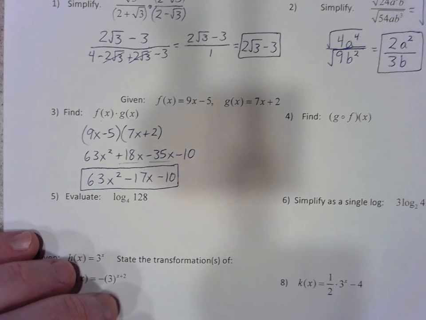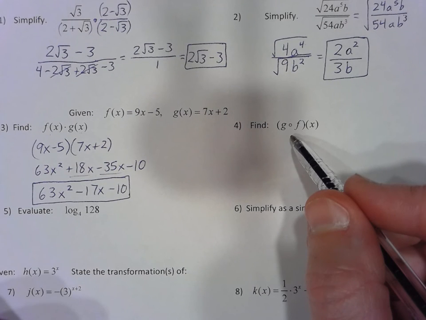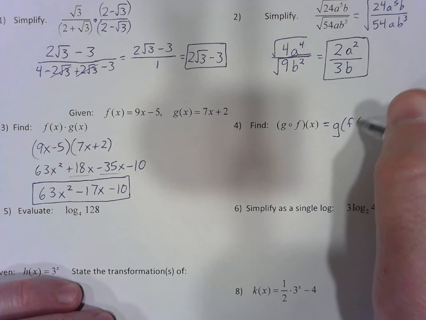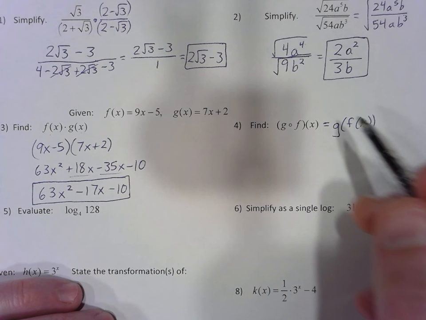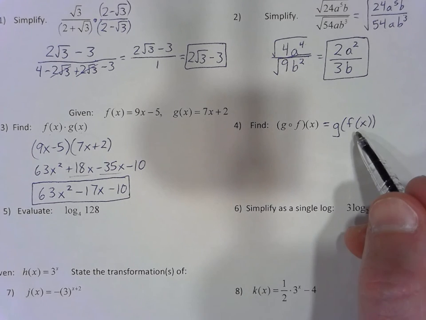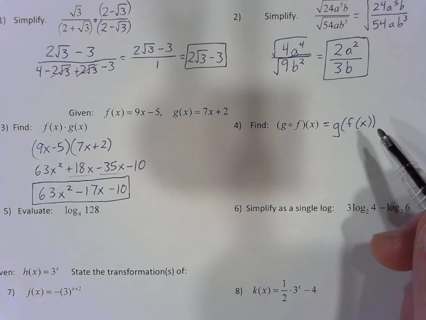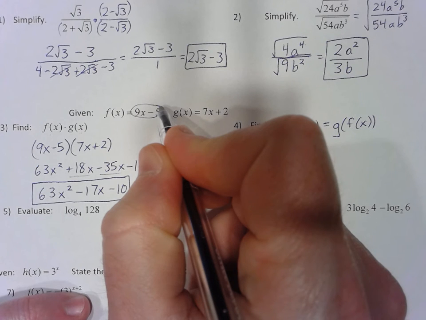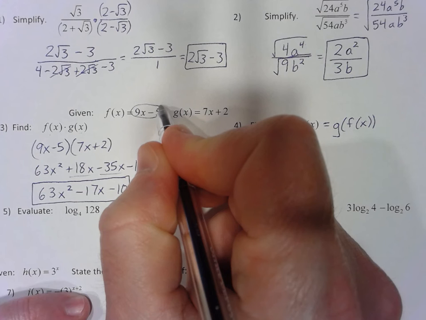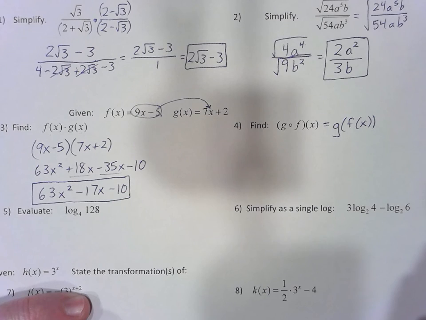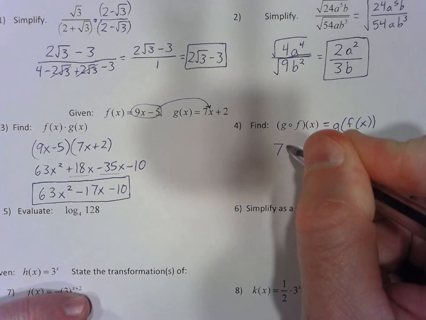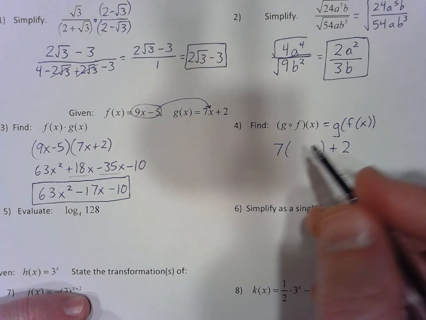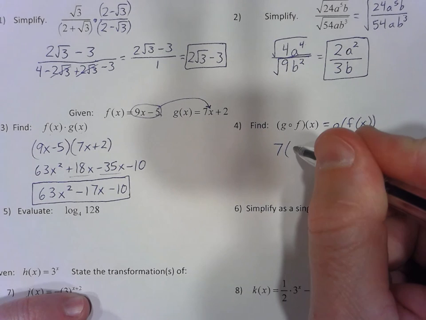In number 4, we see an example of composition. So composition can be written as g of f of x. So we're inserting function f inside of function g. So if I find my function f, 9x minus 5, I want to insert that in place of x in g. So 7, and now instead of x, and then plus 2. So I'm replacing the x with f of x, 9x minus 5.